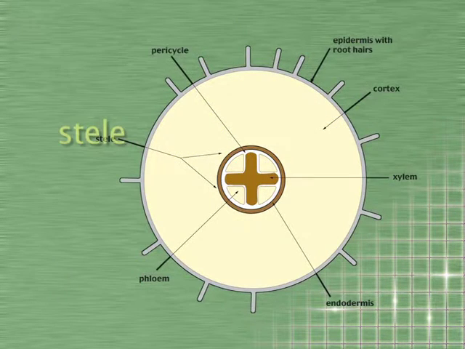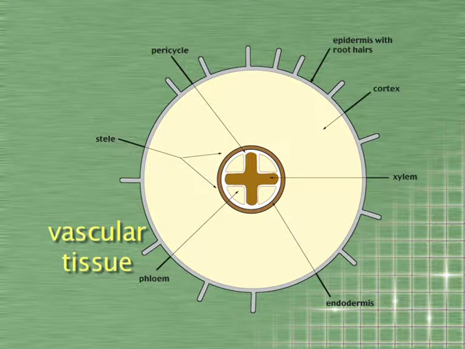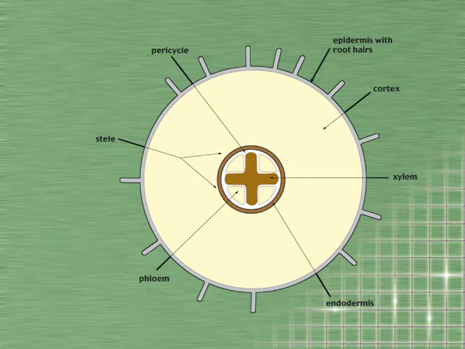In the centre of the root is the stele. This is where the vascular tissue, xylem and phloem, is situated. There is also cambium tissue. This is meristematic. The cells can divide to produce new xylem and phloem tissue. The central positioning of the stele makes the root resistant to the upward pulling forces.